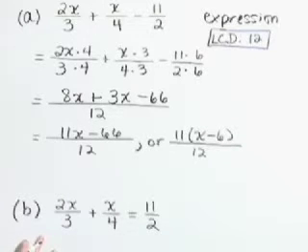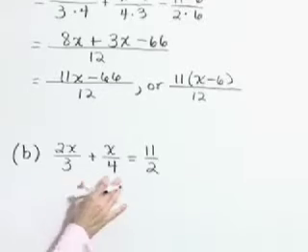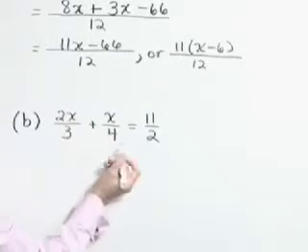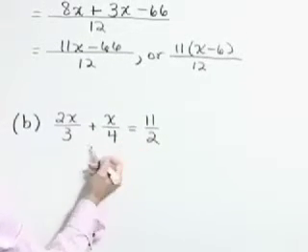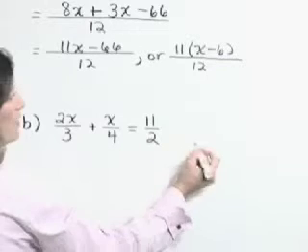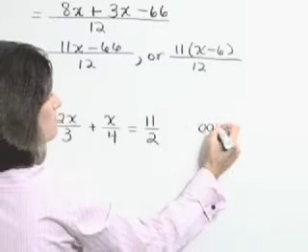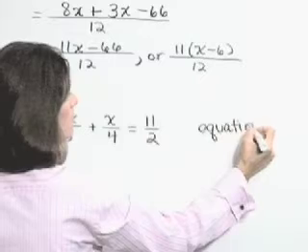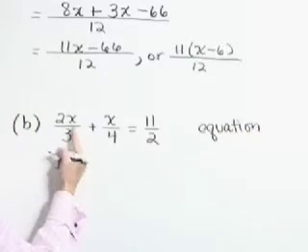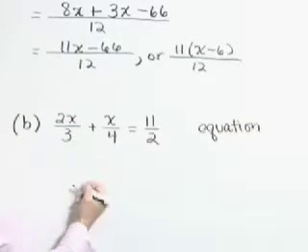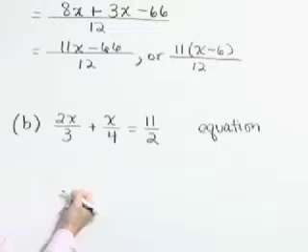Now let's look at part B. Notice that it contains the same terms as part A, however, it has an equal sign, something on both sides. This is an illustration of an equation. We're going to solve it. Find the value of x that satisfies this equation and makes it true.